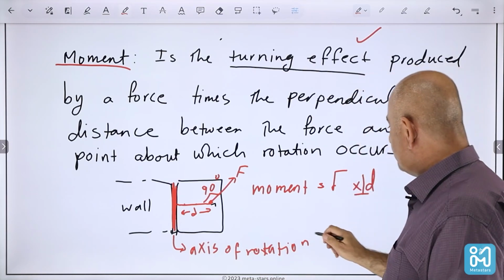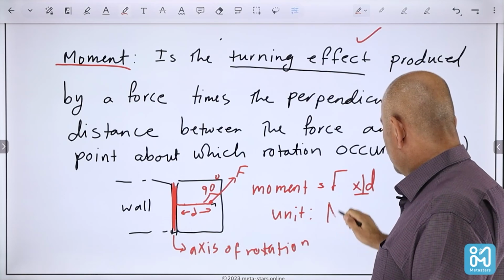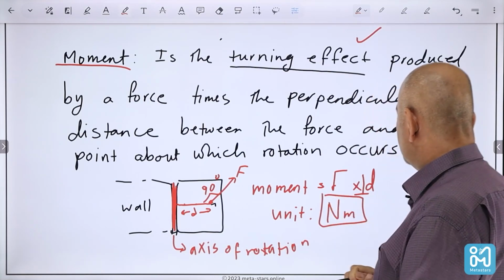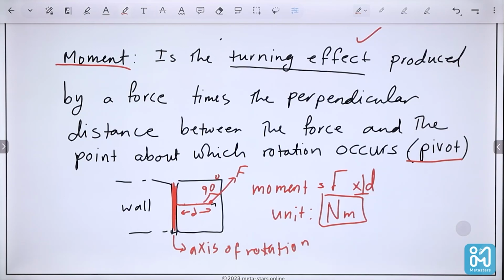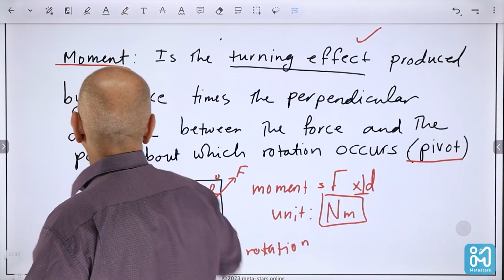Now, what's the unit for moment? Speaking of the unit of moment, the unit of force is the Newton, and the unit of distance is the meter. So the unit of moment will be what? Newton meters. Very good. Well, what do we got next?